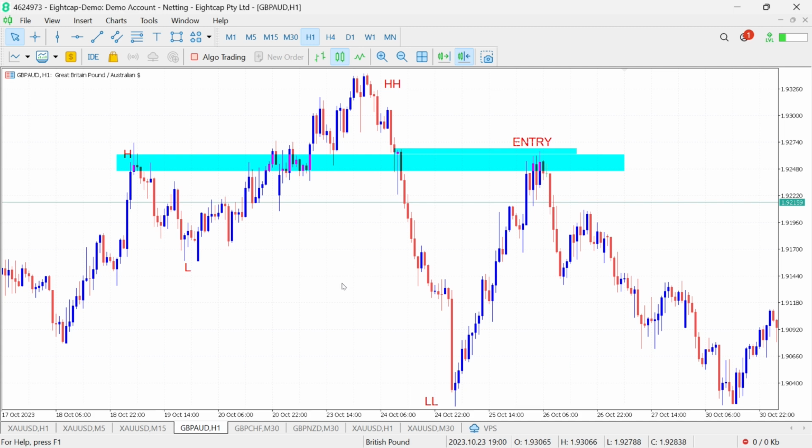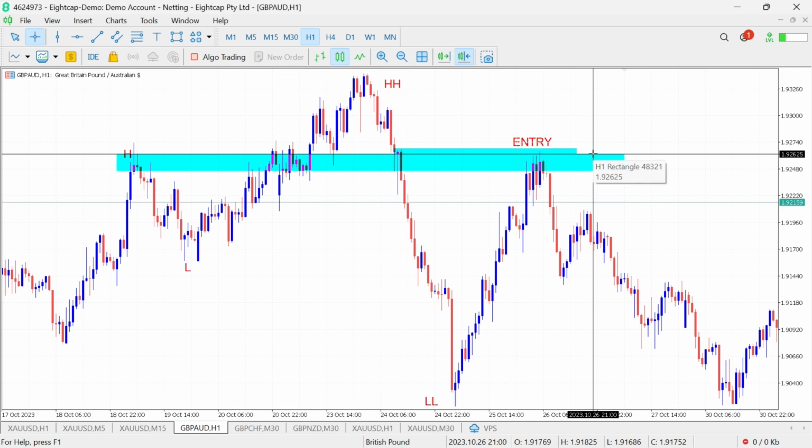In the next one, I'll be explaining how to set your stop loss, your take profit, and some other things you need to check out for a valid Quasimodo setup.